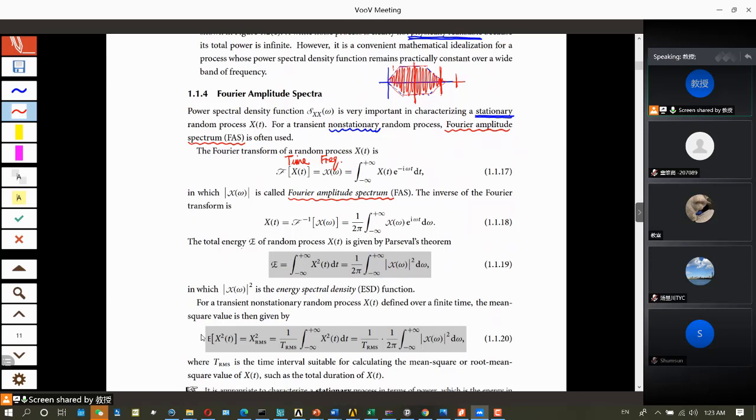Okay, so the total energy is the integration of x squared with respect to t from minus infinity to plus infinity. And it's expressed in terms of the Fourier amplitude spectrum as this. So X omega squared is called energy spectral density function.